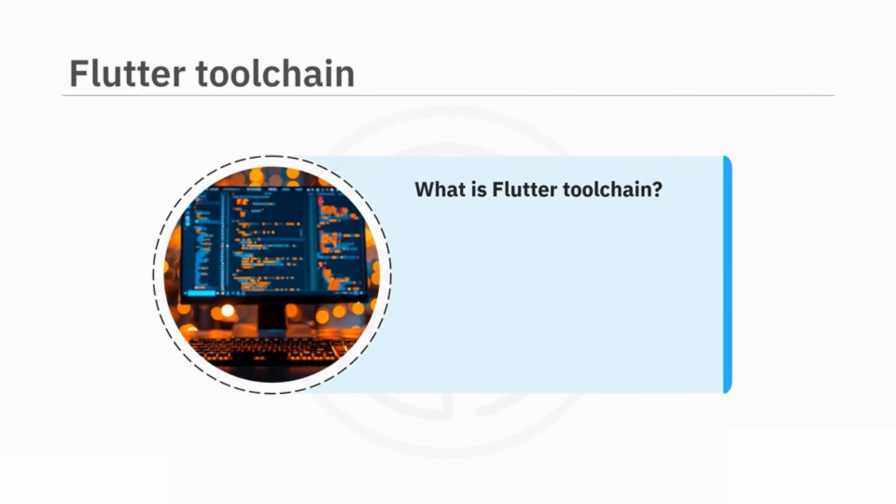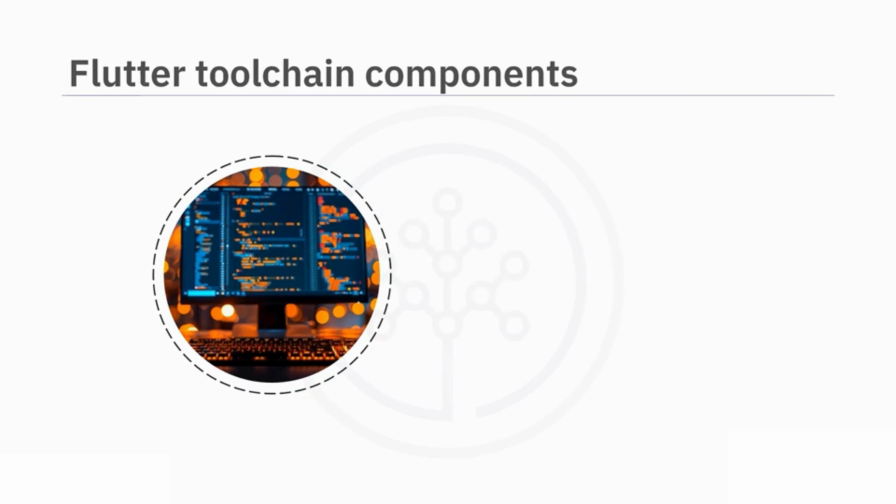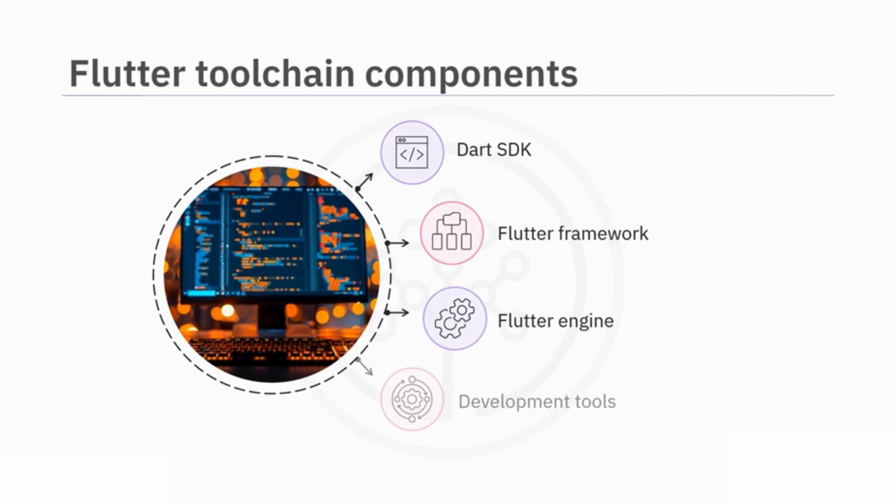The Flutter toolchain is a collection of tools and libraries that help streamline the development, testing, and deployment of Flutter applications. The main components of the Flutter toolchain are Dart SDK, Flutter framework, Flutter engine, and development tools. Let's dive deep to understand each of these components in detail.